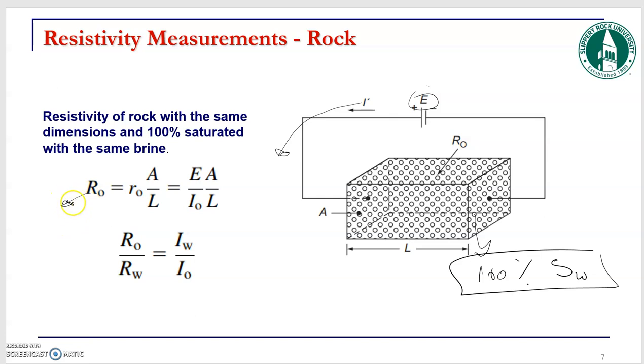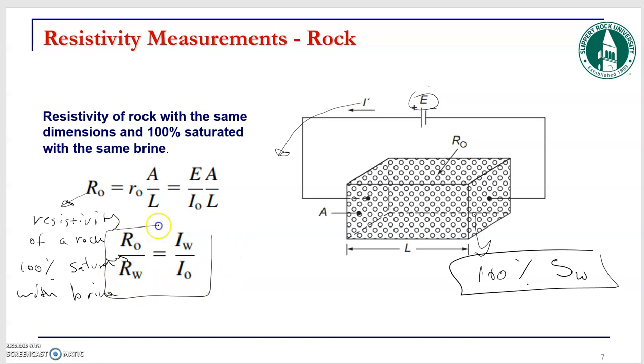This is called the resistivity of a rock 100% saturated with brine. Okay, now the ratio of this Ro to the brine resistivity is this, right?